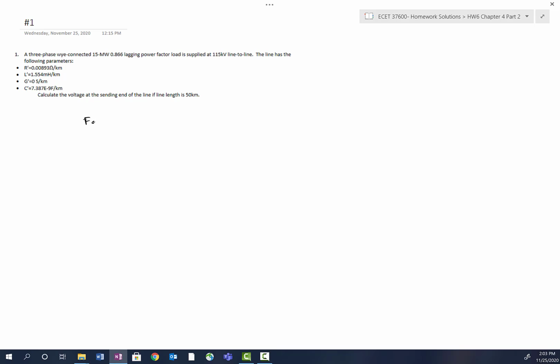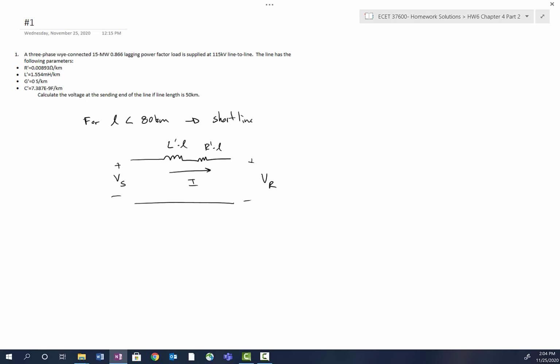So for a line length less than 80 kilometers, we need to use the short line model. The short line model is a series inductor and resistor pair. So this would be L prime times L, and this would be R prime times L. There's only one current flow in this line, through those two. This is the voltage on a line to neutral basis at the load, which on a transmission line we call the receiving end, and this is the voltage at the source, which on a transmission line we call the sending end.